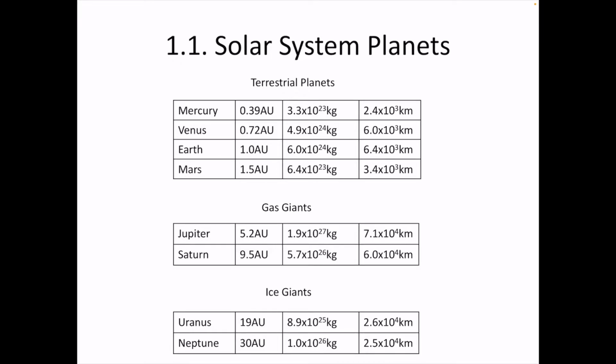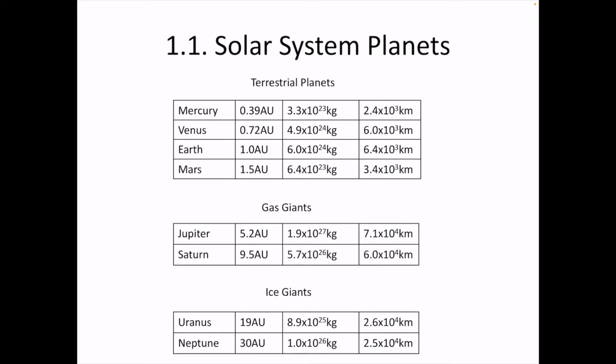Mercury, Venus, Earth, Mars, Jupiter, Saturn, Uranus, and Neptune are the names of the planets. The second column is the distance from the Sun. AU stands for astronomical unit. AU means the mean distance between the Sun and the Earth. The third column is the mass of the planets. So the mass of Mercury is 3.3 times 10 to the 23 kilograms. The last column is the radius of a planet.